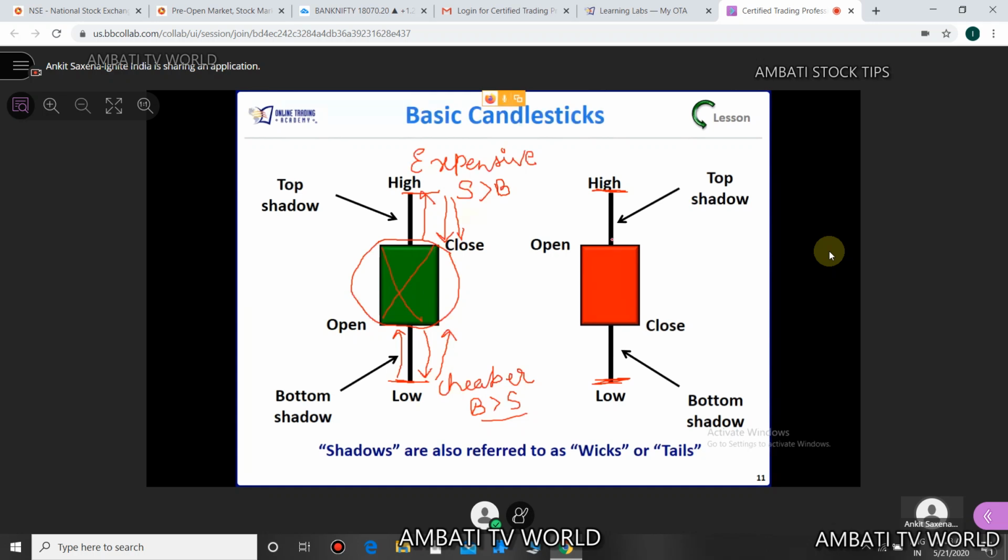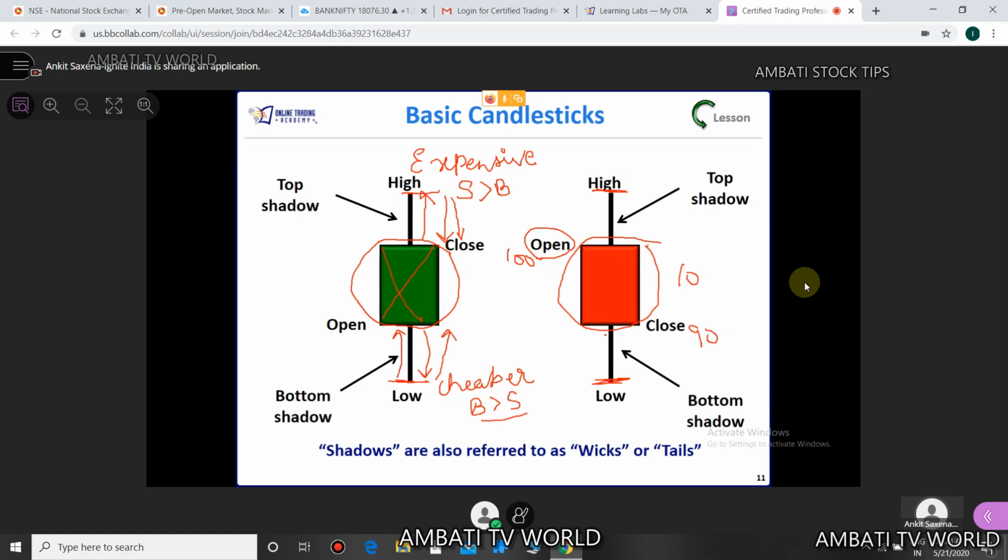Now, the prices opened at a particular rate, let's suppose 100, and the prices closed at, let's suppose 90. So this body will be of 10 rupees here, or 10 points. Now, why is it a rectangle? I'll tell you why it is a rectangle. It's the way it is shown here.